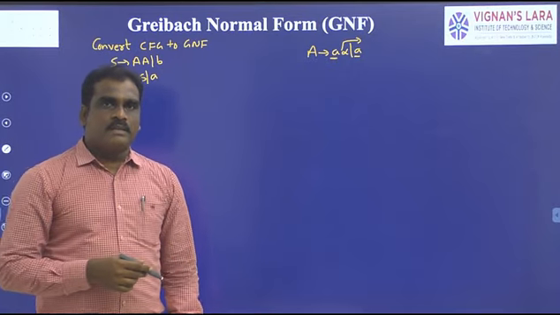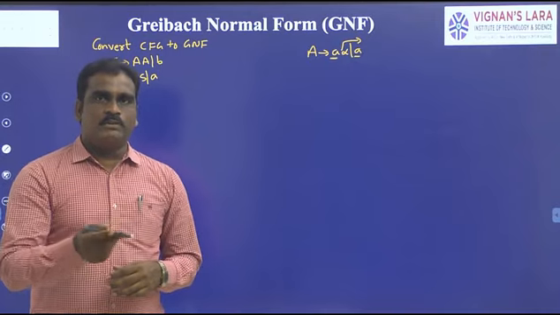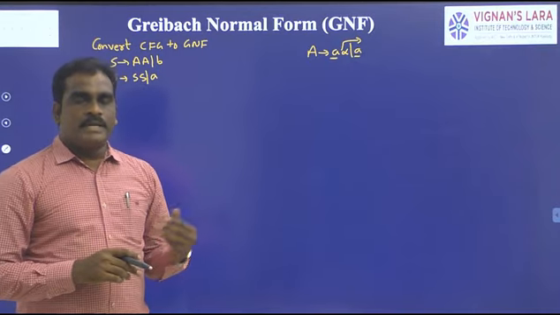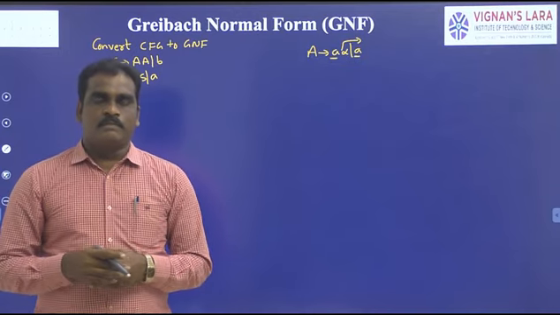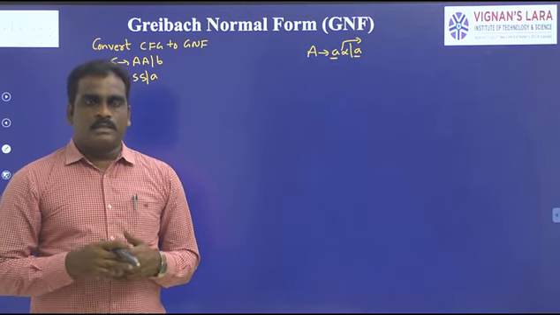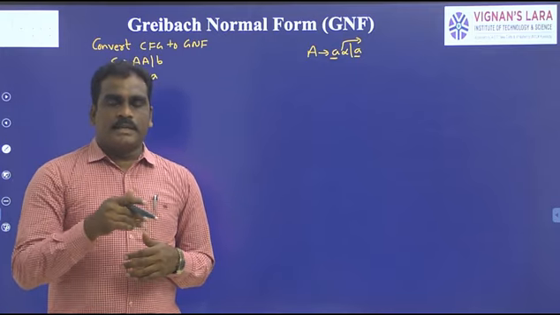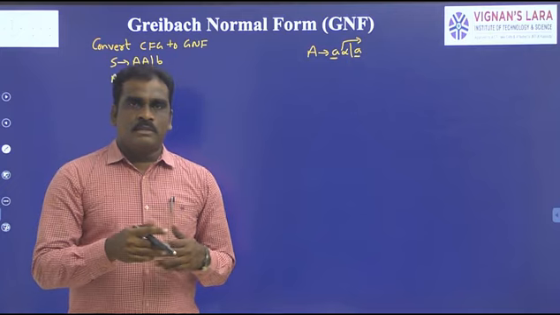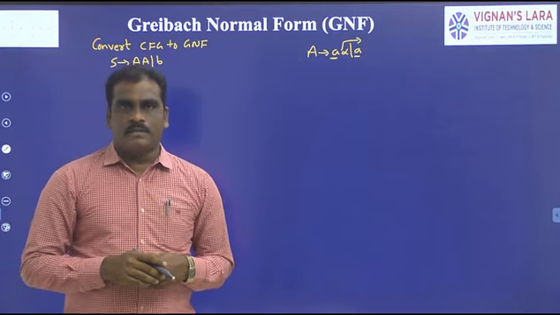In the previous class we have seen how to convert the given context free grammar into GNF form. In this process we have to follow a total of three steps. What is step 1? Step 1 is simplification of the context free grammar. Here the given one is the context free grammar, so the first and foremost step is to simplify it.